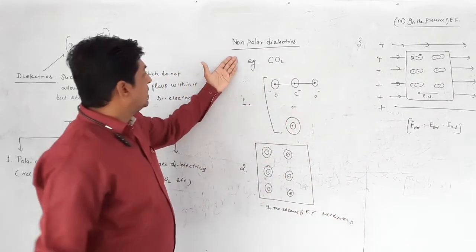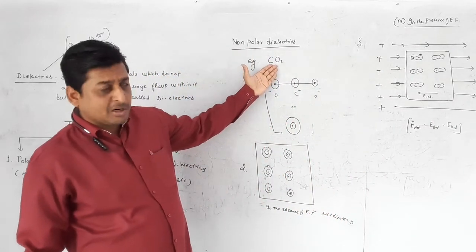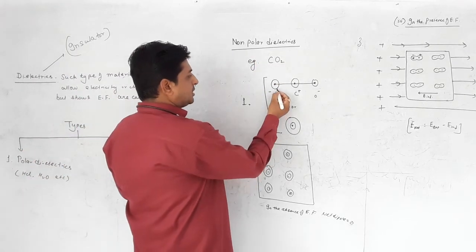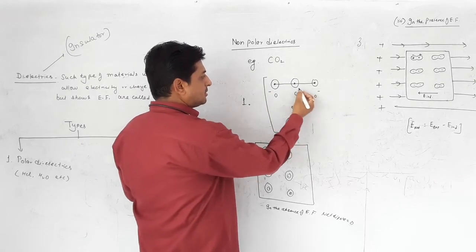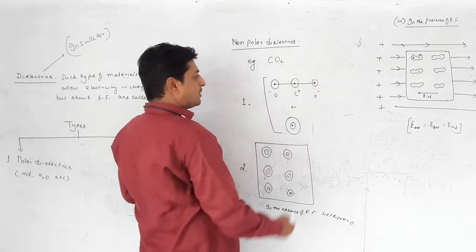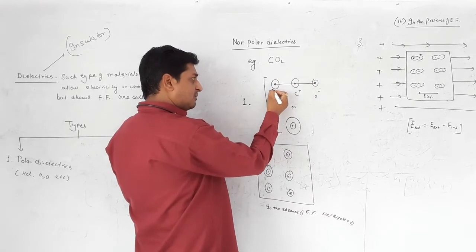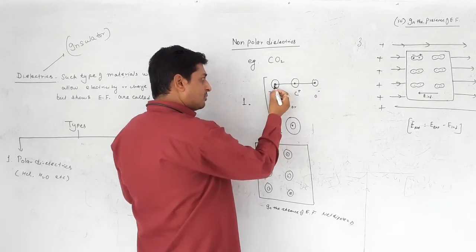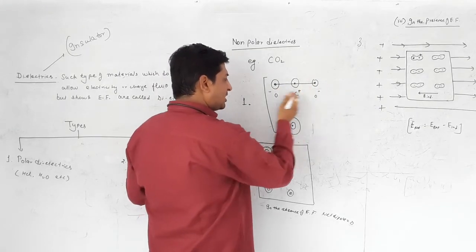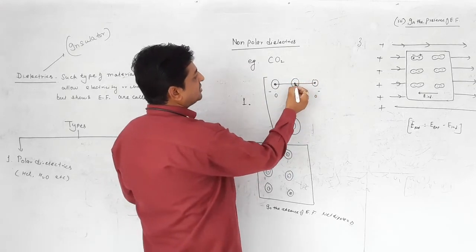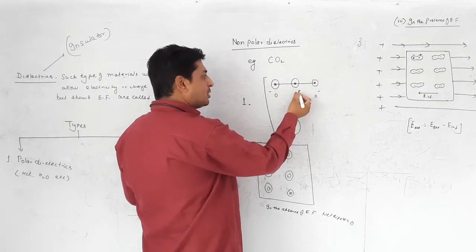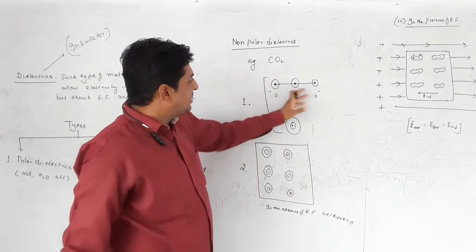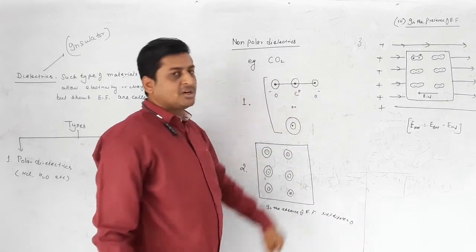Now look here. In the non-polar dielectrics, I have taken the example of carbon dioxide, that is CO2. So just try to understand why it is non-polar. This is oxygen, this is oxygen, this is carbon, arranged in this way. This is the center of mass of this negative charge, and this is the center of mass of this negative charge. Now for these two negative charges, there is a combined center of mass which is here. And already here the positive charge center of mass is present. Means here two centers of mass are present, negative charge center of mass as well as positive charge center of mass.